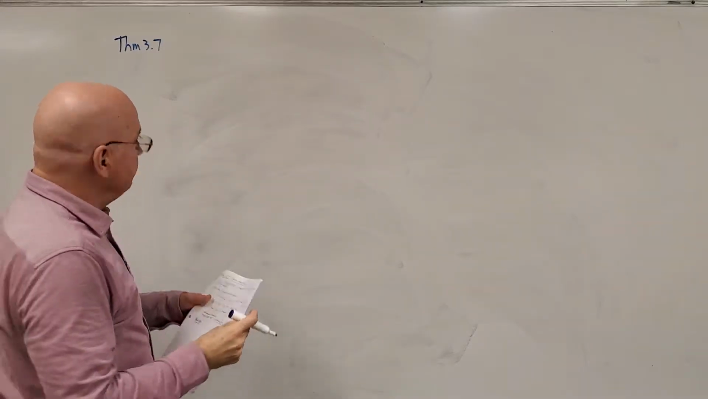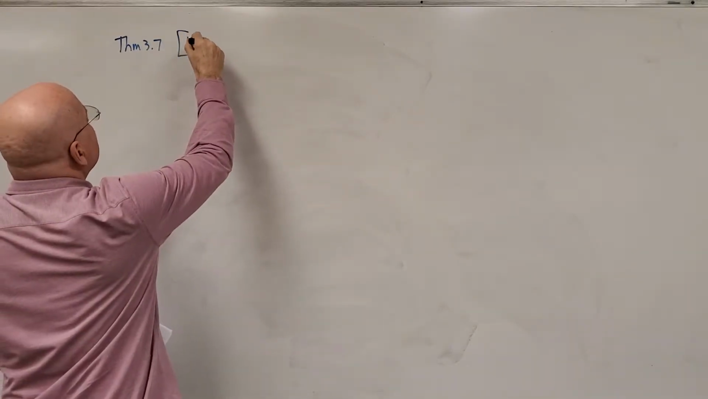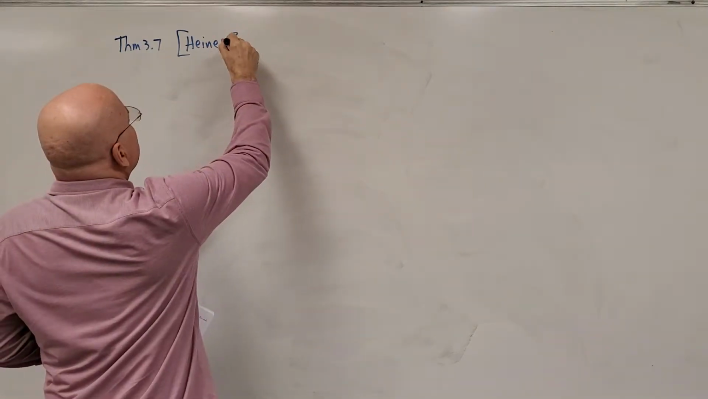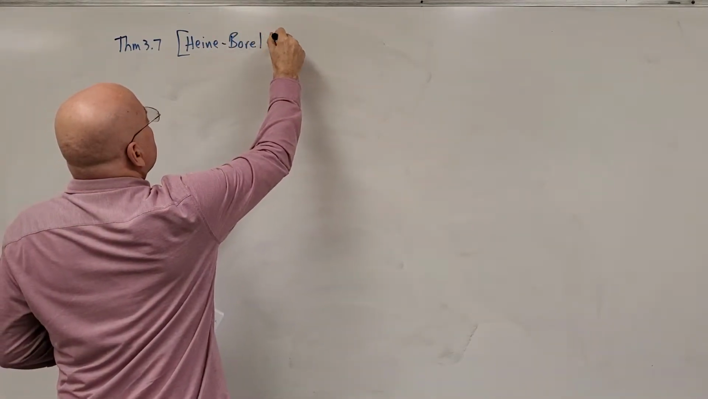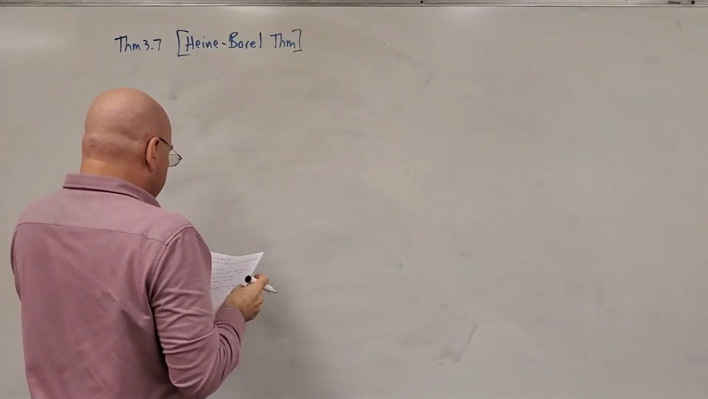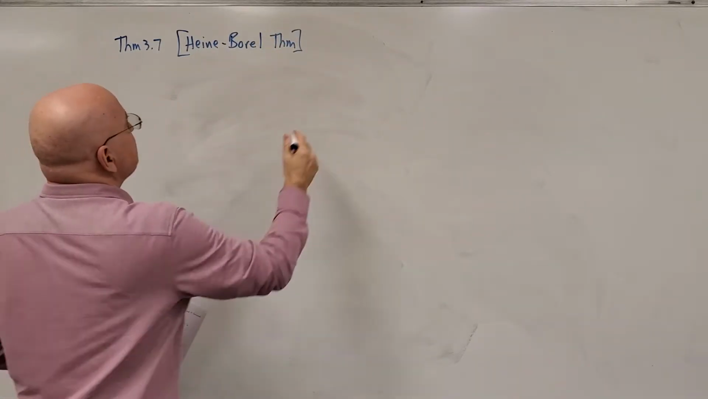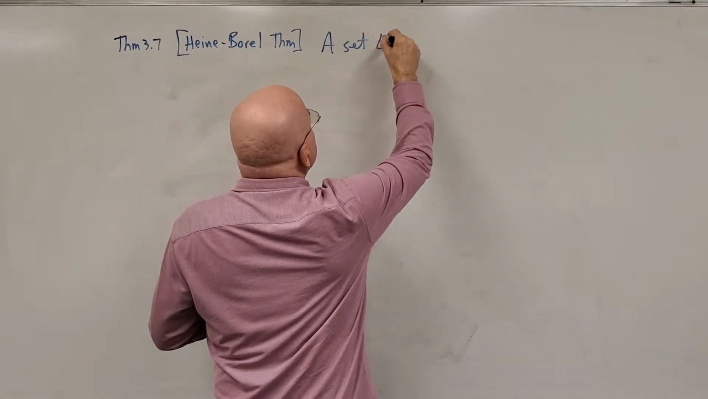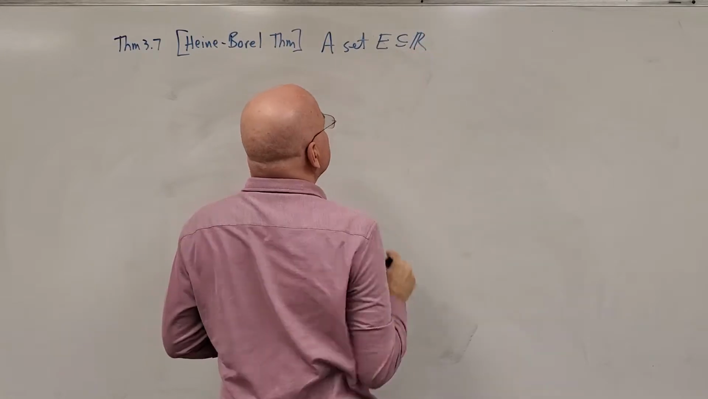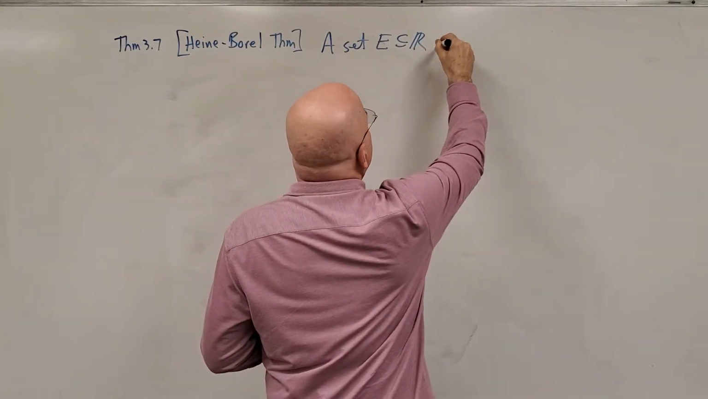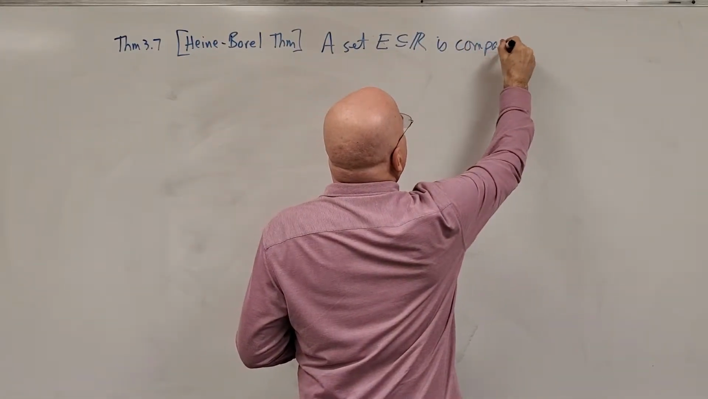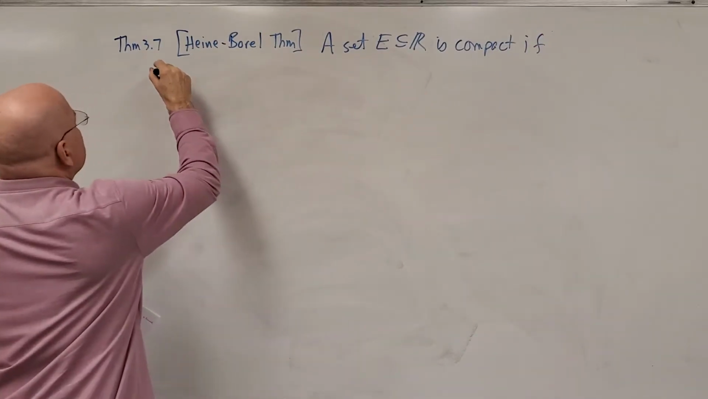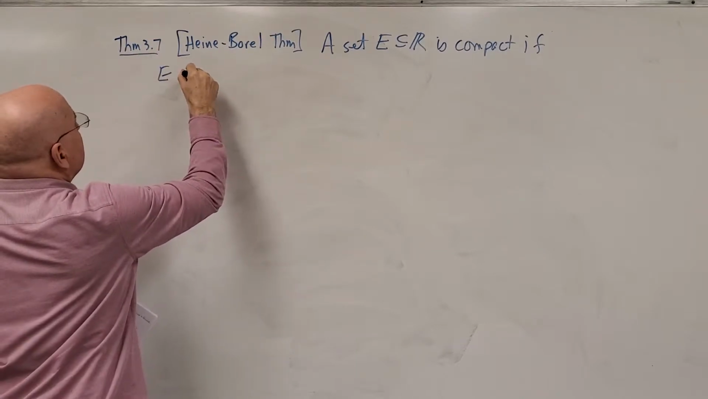Theorem 3.7. Heine-Borel, H-E-I-N-E. It's very simply stated. It says that a set E, a subset of the real line, is compact if E is closed and bounded.